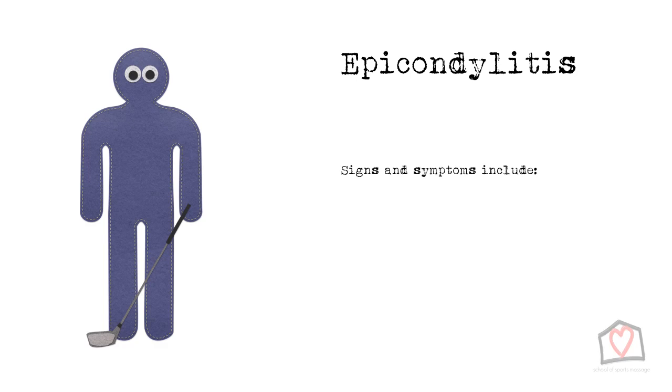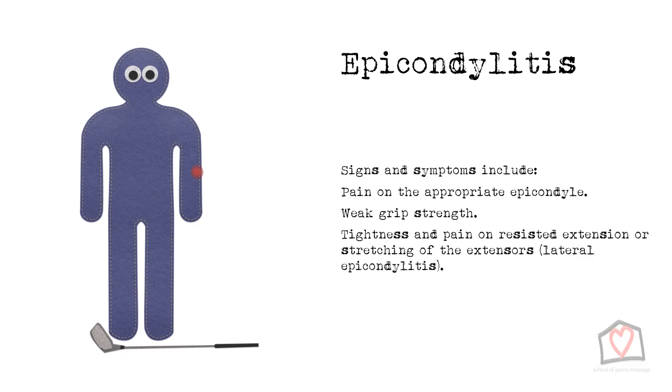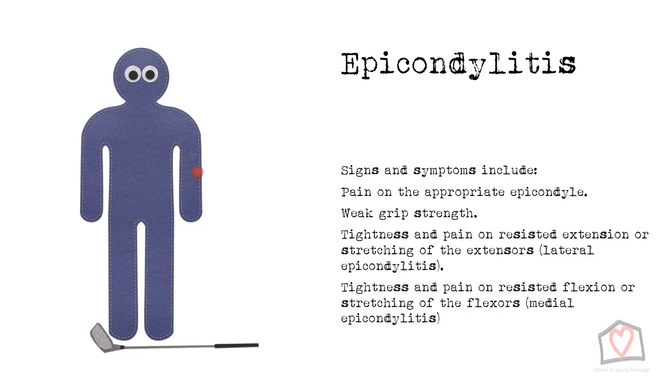Signs and symptoms for these conditions are pain on the appropriate epicondyle and a weak grip strength. Additionally, for the lateral epicondylitis, pain on resisted extension or stretching the extensors, and the extensors are tight. Additionally, for the medial epicondylitis, pain on resisted flexion or stretching of the flexors and tightness within the flexors.